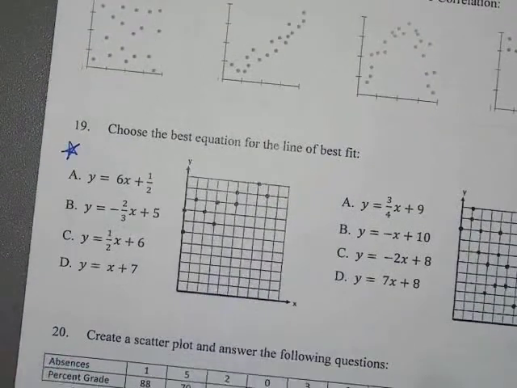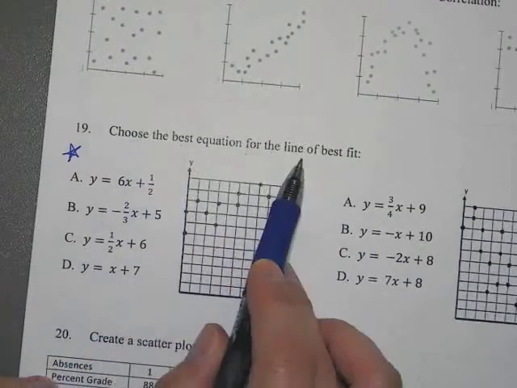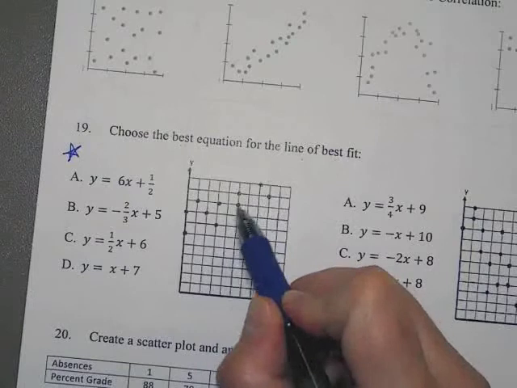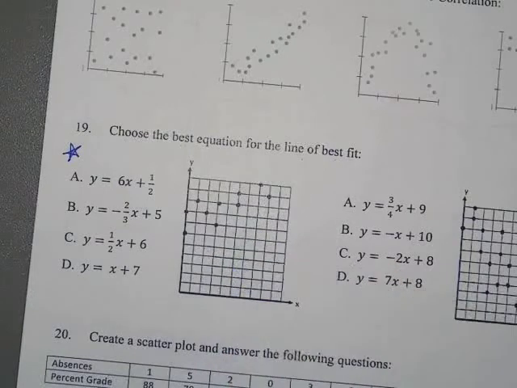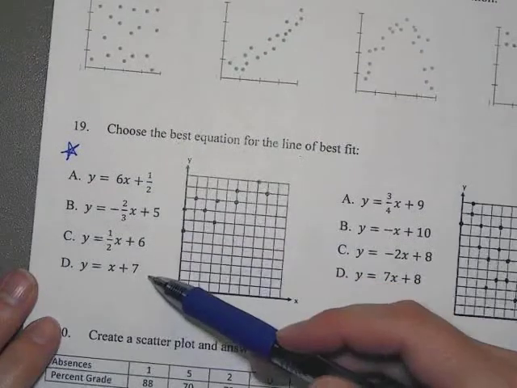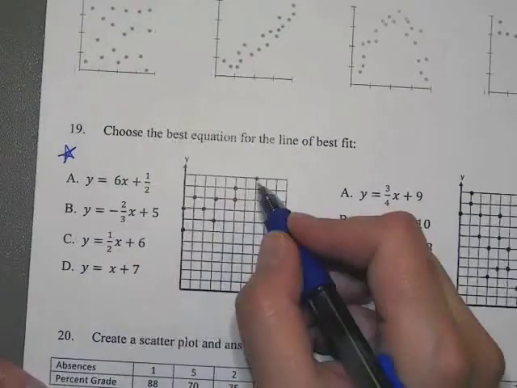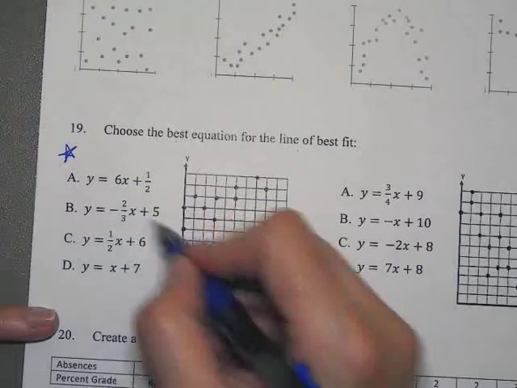We're going to do one last problem on this page, which is here number 19, so the very end of your review. Choose the best equation for the line of best fit. The line of best fit is a line that should cut through the middle of our dots. So what we're going to do is look at these four options. With it being multiple choice, it's kind of nice, right? We don't have to actually come up with the equation on our own. We just have to look at this and see what we can figure out.